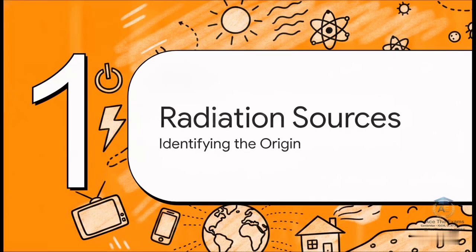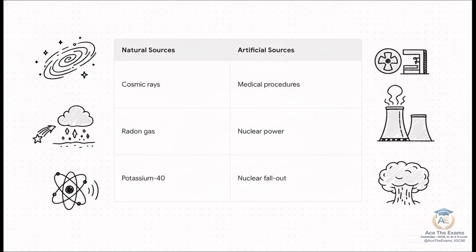Section 1. Identifying radiation sources. Right, so the crucial point for the examiner is your ability to split these sources right down the middle into two distinct camps. On the natural side, we've got cosmic rays, radon gas, and potassium-40. Then, over on the artificial side, you have medical procedures, nuclear power stations, and nuclear bomb fallout.